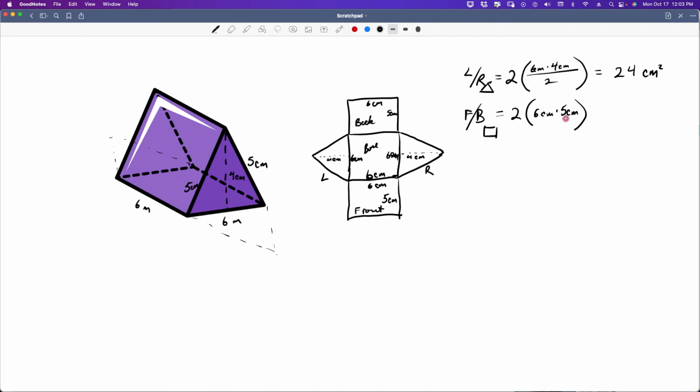So 6 times 5 is 30. I have 2 times 30. That equals 60 centimeters squared. Okay, that's my front and my back. So now all I have is my base. My base is a rectangle, so I only have one of those, and it's 6 centimeters times 6 centimeters. And that equals 36 centimeters squared.